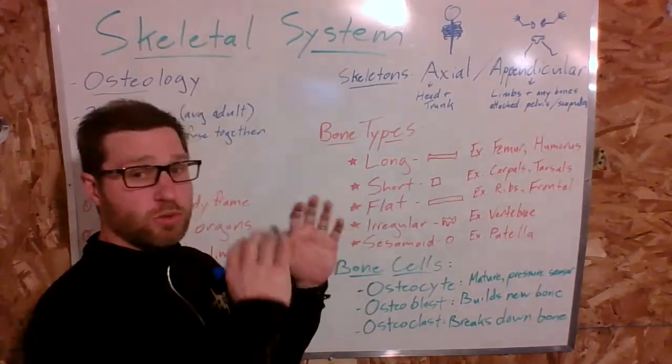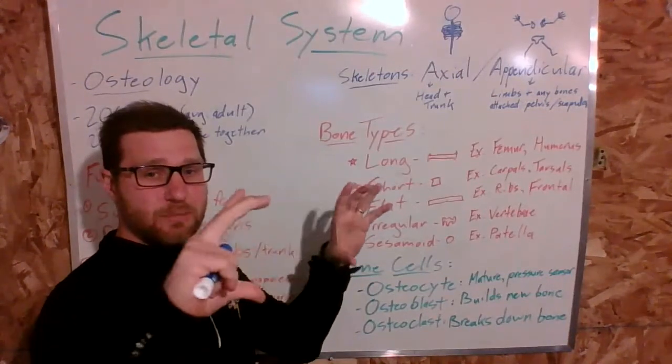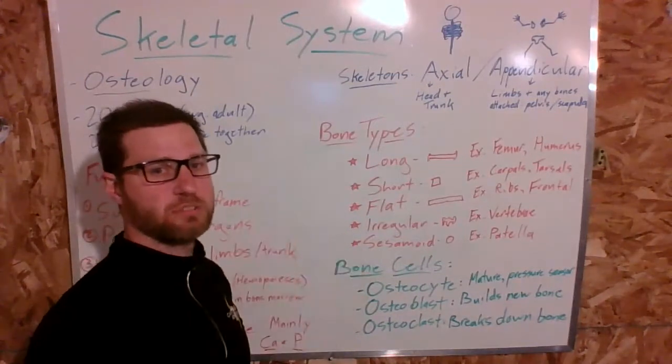So you've got long bones, short bones. You've got your flat bones, your irregular bones, and then your floating sesamoid bones.